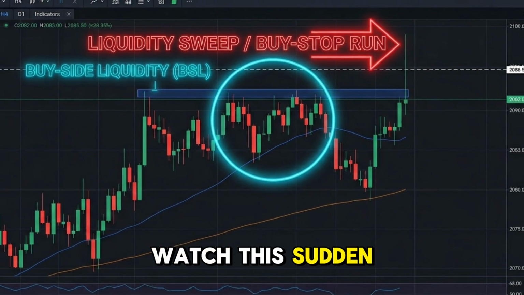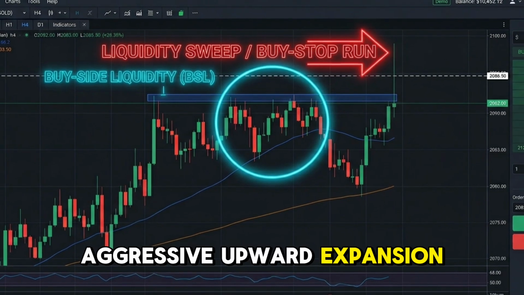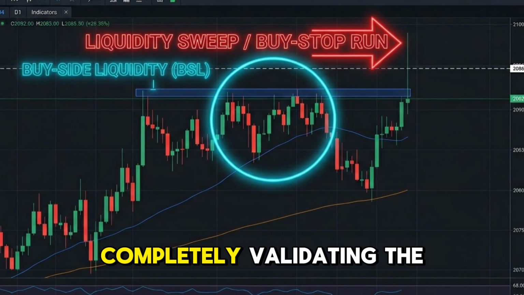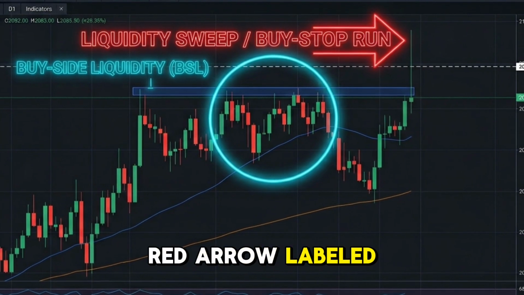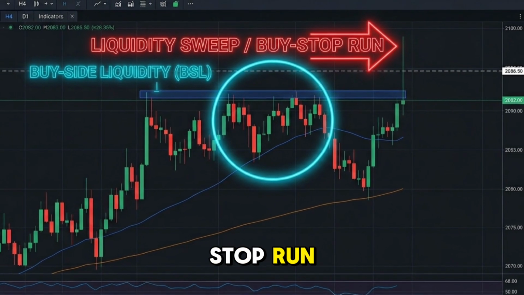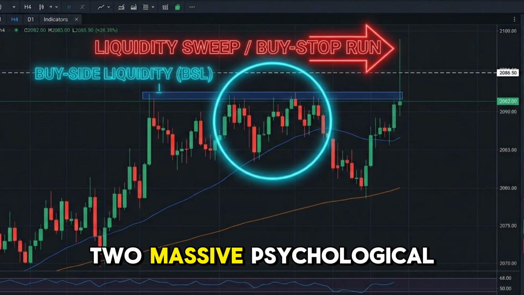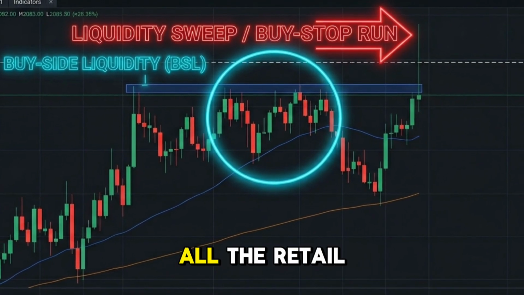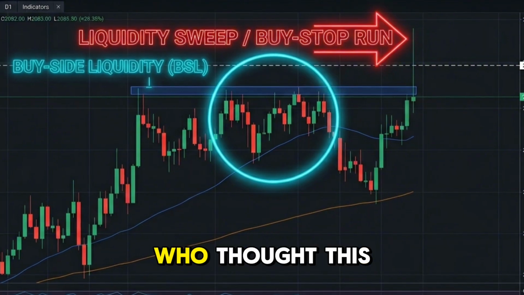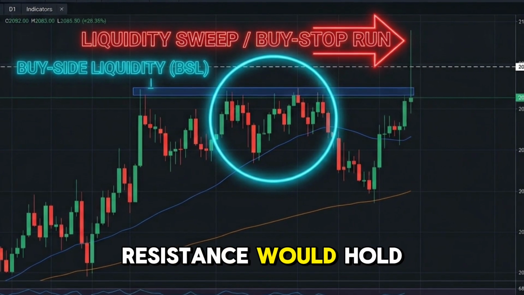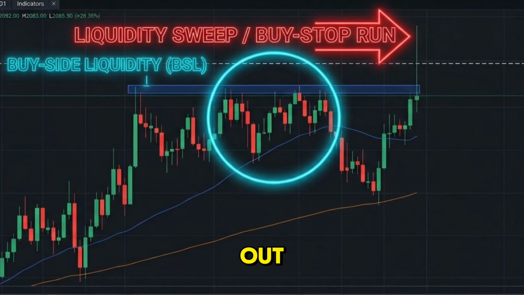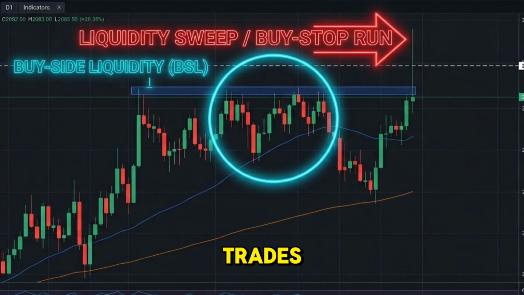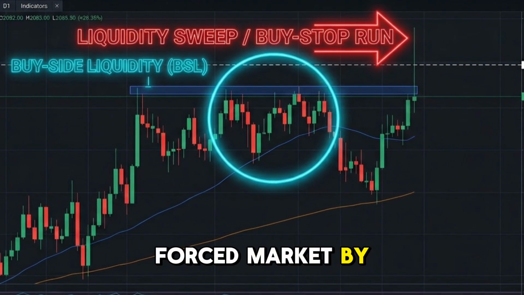Now, look at the next phase of this market cycle in image 2. Watch this sudden, aggressive upward expansion. The market makers drive the price straight through that blue resistance line, completely validating the red arrow labeled Liquidity Sweep, buy stop run. When this happens, two massive psychological traps occur at the exact same moment. First, all the retail short sellers who thought this resistance would hold are instantly stopped out, because their stop losses were buy stops. Their stopped out trades instantly turn into forced market buy orders.